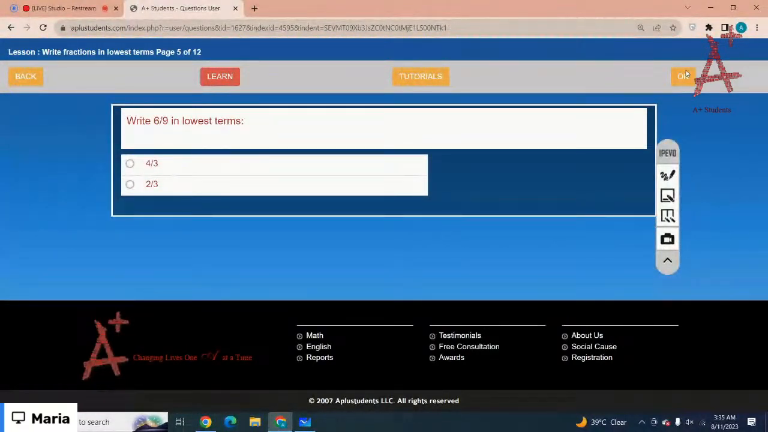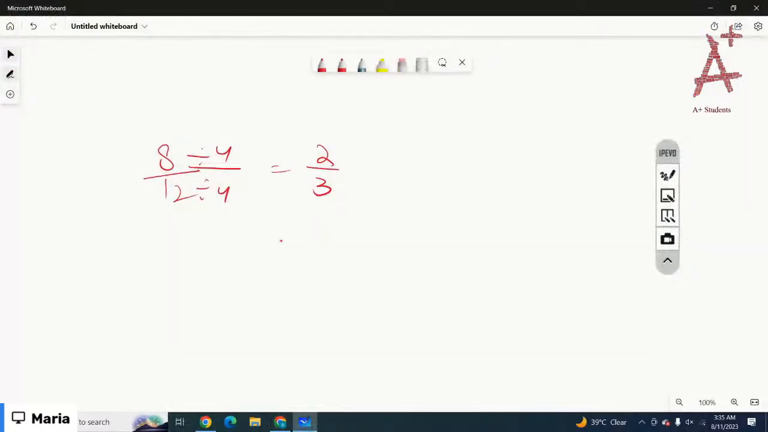Write 6 by 9 in the lowest term. Okay, you have to write down 6 over 9 in the lowest term. So which is the greatest number that can divide both 6 and 9?